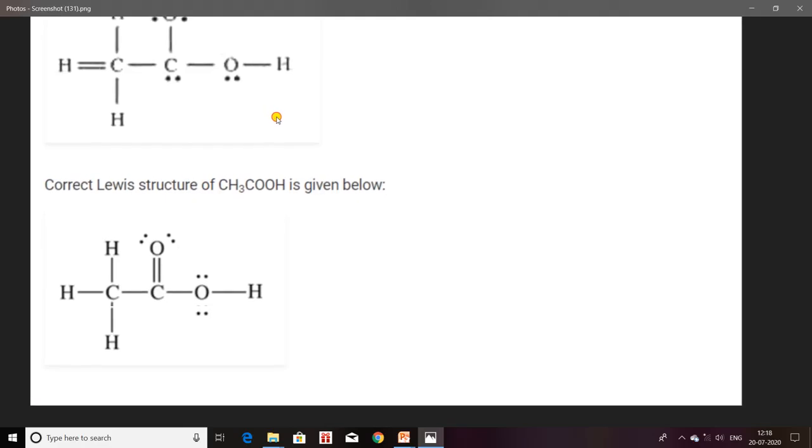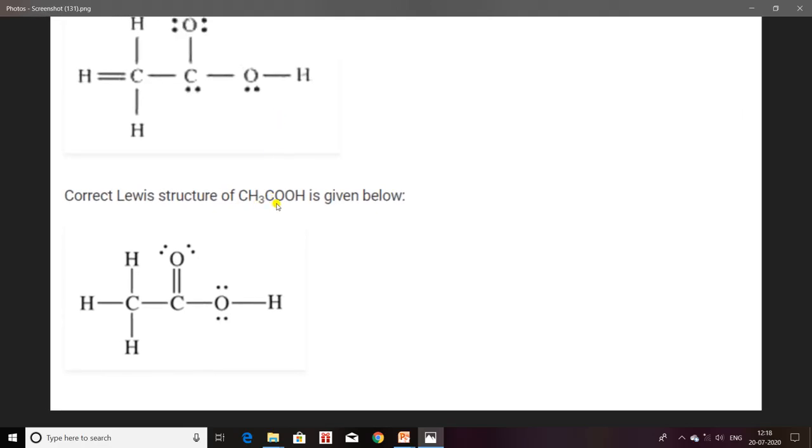So the correct Lewis structure of CH3COOH, acetic acid, is this. Carbon is making a single bond with the hydrogen atom. And here carbon is making a double bond with this oxygen atom and a single bond with this oxygen atom. In this way, the covalency of carbon is complete, that is equal to 4. And this oxygen atom is making a single bond with this hydrogen atom. Now the octet of all the elements is complete.